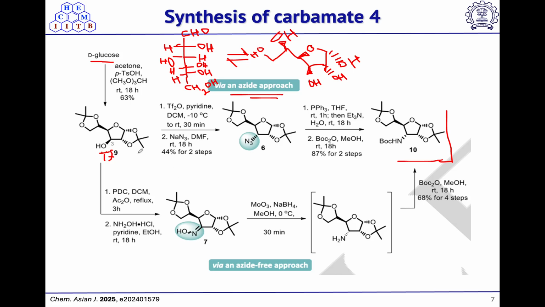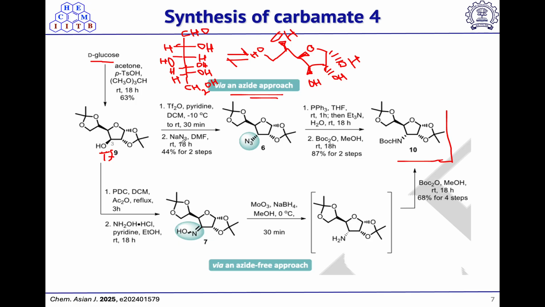So basically, now the second step: if you see the reagent is sodium azide and DMF, and the temperature is RT, room temperature, and the reaction is for 18 hours. So now in the first step we are making this leaving group OTf. And in the second step, this reagent is sodium azide. Sodium azide means Na+ N3-, that is ionic, and azide is a nucleophile.